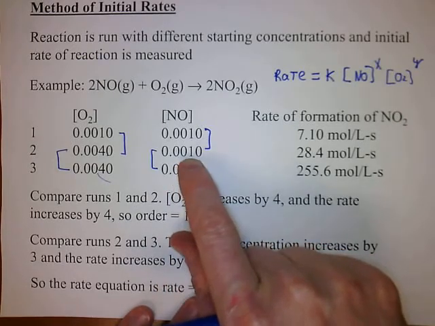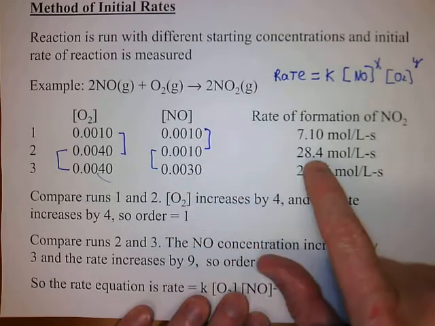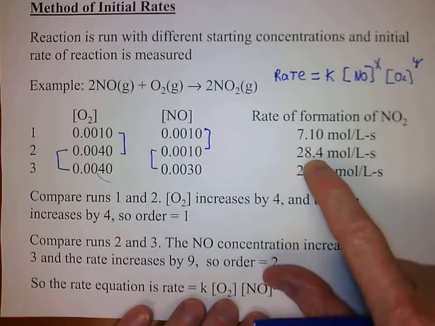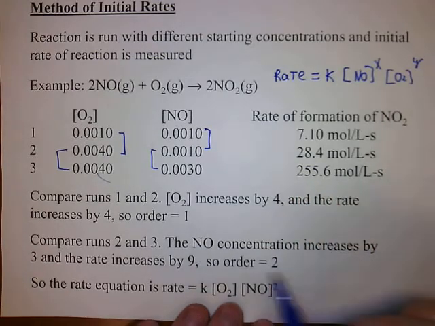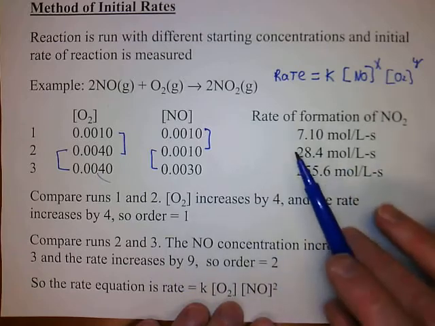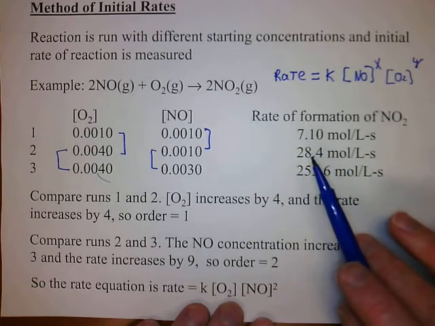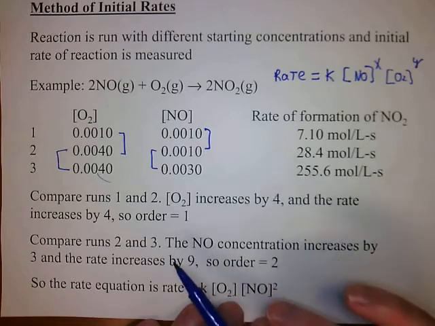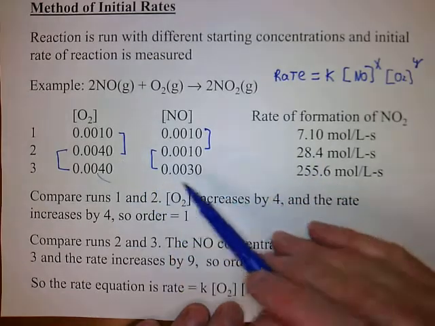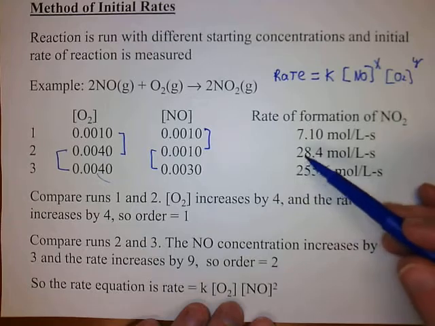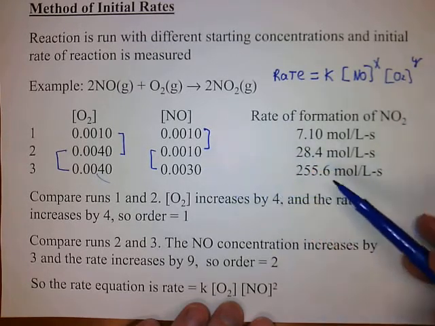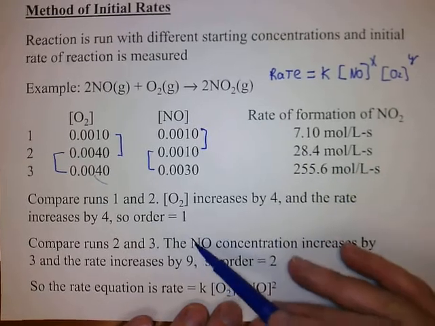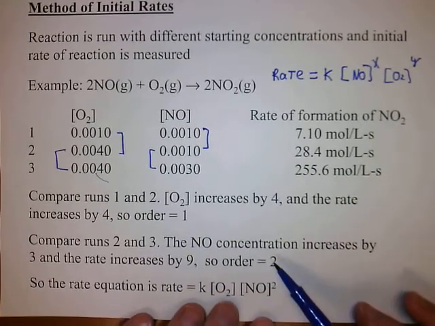This goes up by 3. What happens to the rate? It goes up from 28.4 to 255.6. That's a 9-fold increase. You divide 28.4 into 255.6, you get 9. So we think about this. This goes up by 3, but this goes up by 9. So 3 raised to some power is equal to 9, right? So that reaction order comes out to be 2.